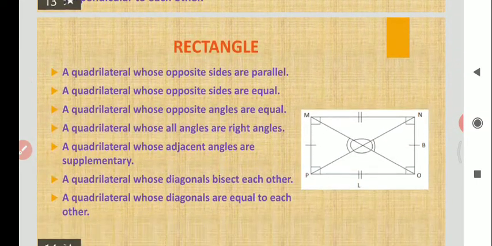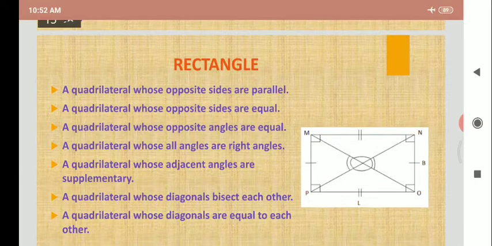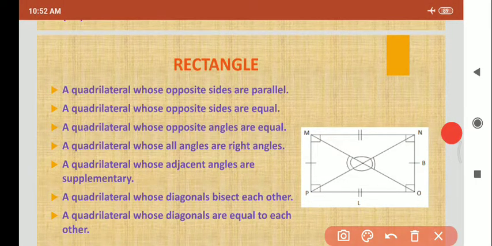Before the rhombus, we will discuss the rectangle. Okay? What is a rectangle? A rectangle is a special type of parallelogram. What is a parallelogram? In a parallelogram, opposite sides are equal.